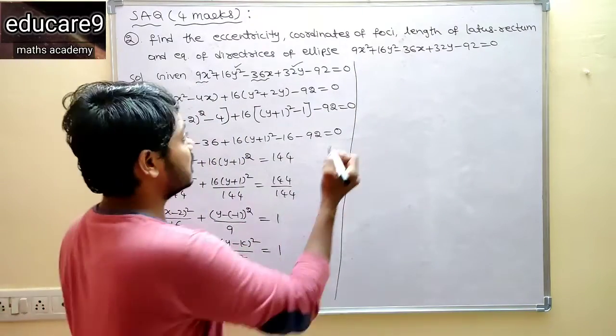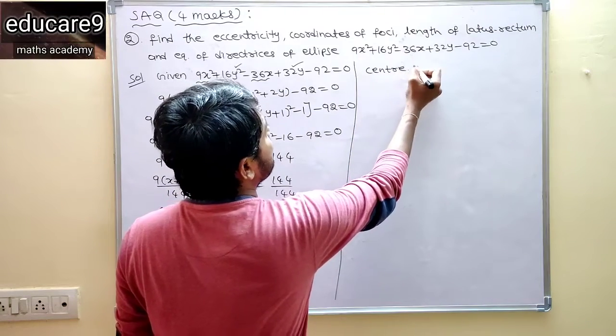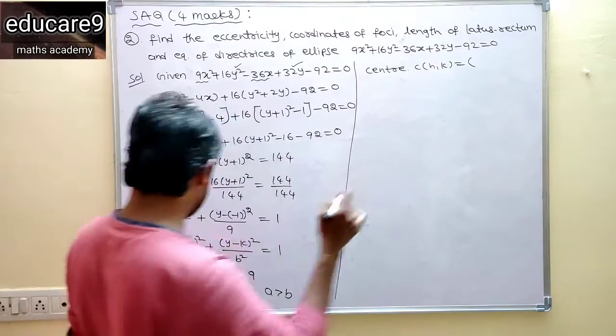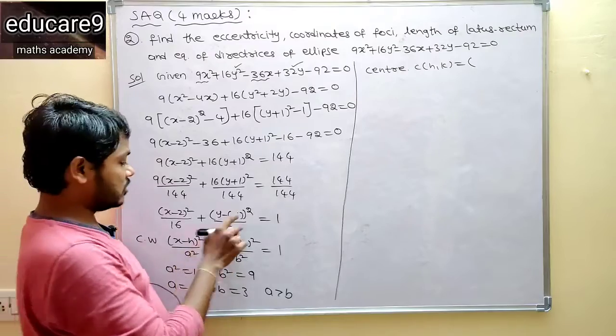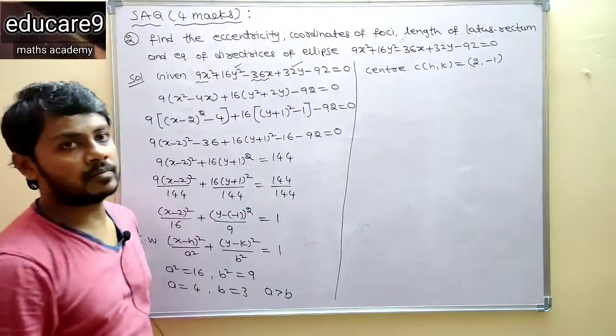First, center, that is (h, k). What is the value of h? h is 2, k is minus 1. So the center is (2, -1).